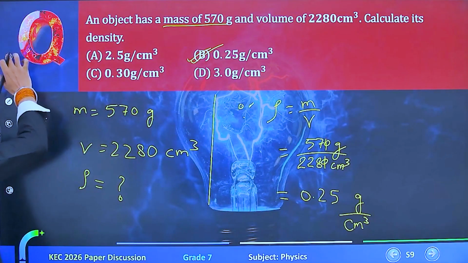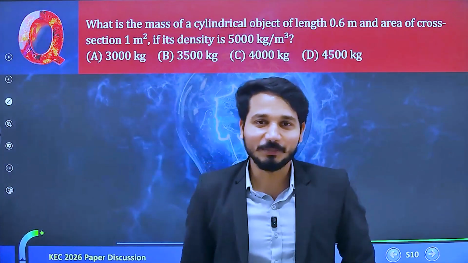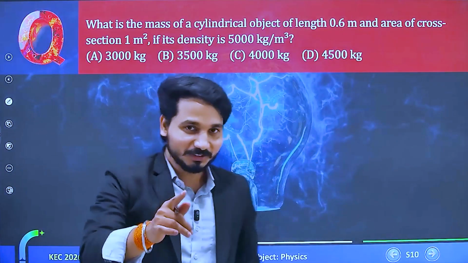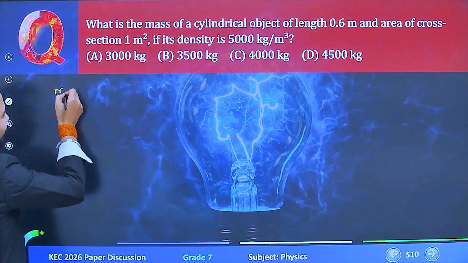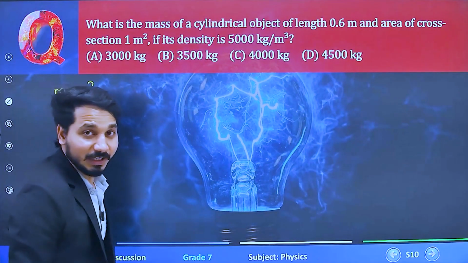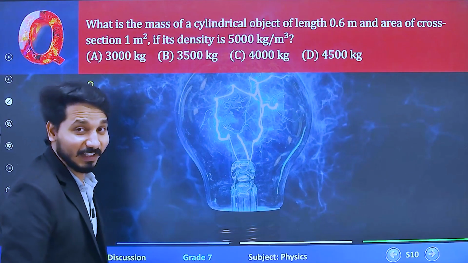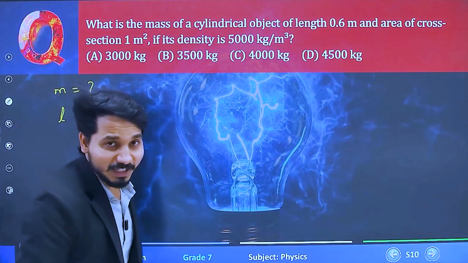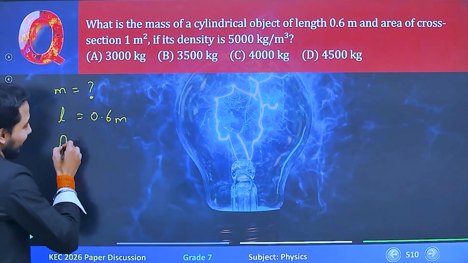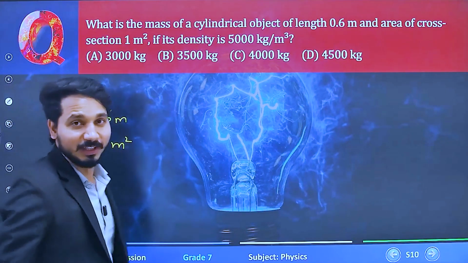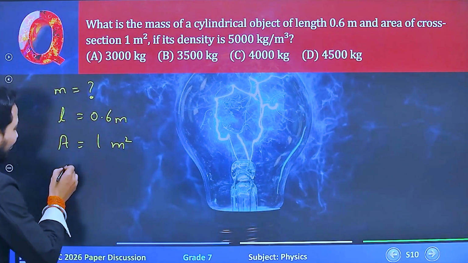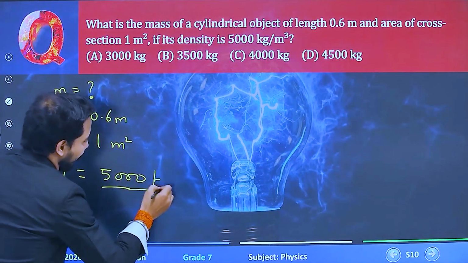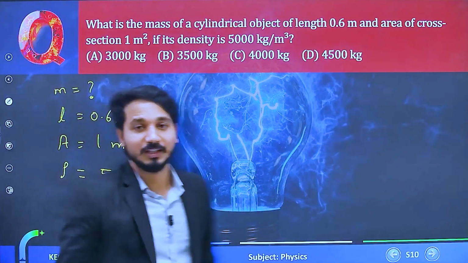Now, moving ahead to the next. What is the mass of a cylindrical object of length 0.6 meter? The question is asking what is the mass, meaning value of m it is asking, and the object is cylindrical and length is 0.6 meter and area of cross section is given 1 meter square. So area is given 1 meter square. Next, density is given 5000 kg per meter cube, right?